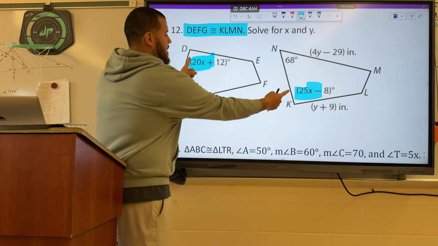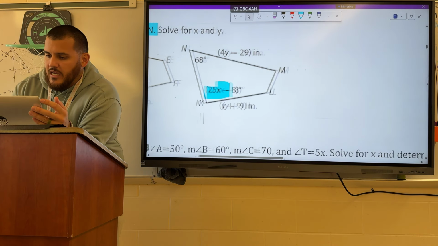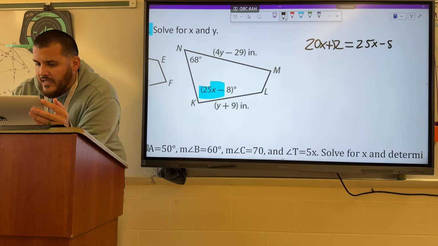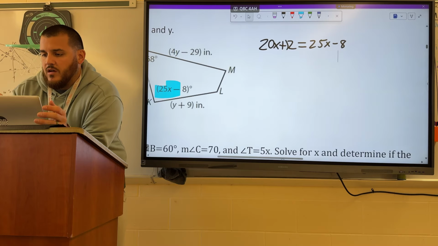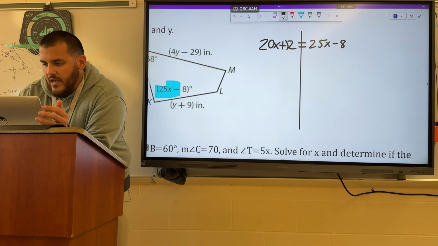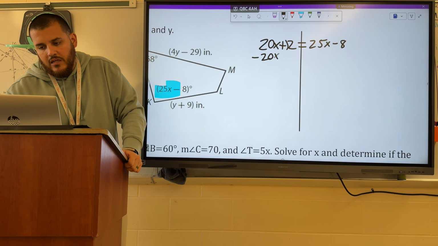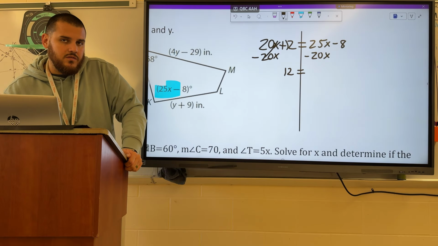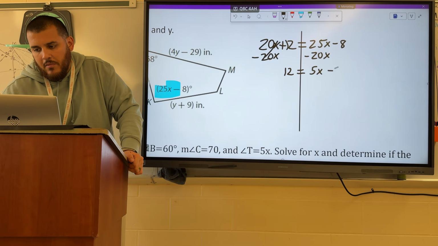Therefore, to solve for x, I'm setting those 2 things equal to each other and solving. So we have 20x plus 12 for angle D. That must be equal to the 25x minus 8 for angle K. And from there, we can do algebra to solve for x, which I'll go over with you. We have x's on both sides. I don't want that. I want x's on one side of the equal sign. So I'm going to subtract 20x from both sides. That'll cancel the x's on the left and leave me with just a 12. On the right, we have 25x minus 20x. That gives me 5x's, and we still have the minus 8.